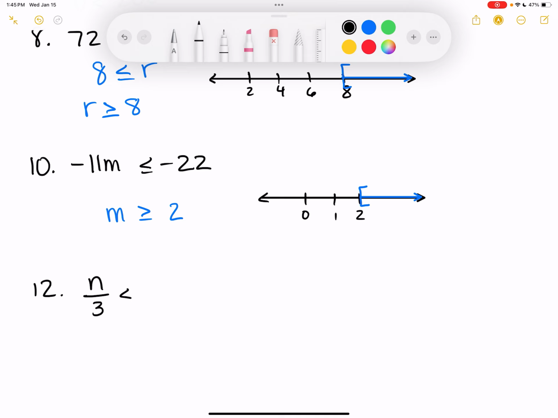All right, 12. N divided by 3 is less than negative 9. What do I do with this one? Times it by 3. What do I get? N is less than negative 27.